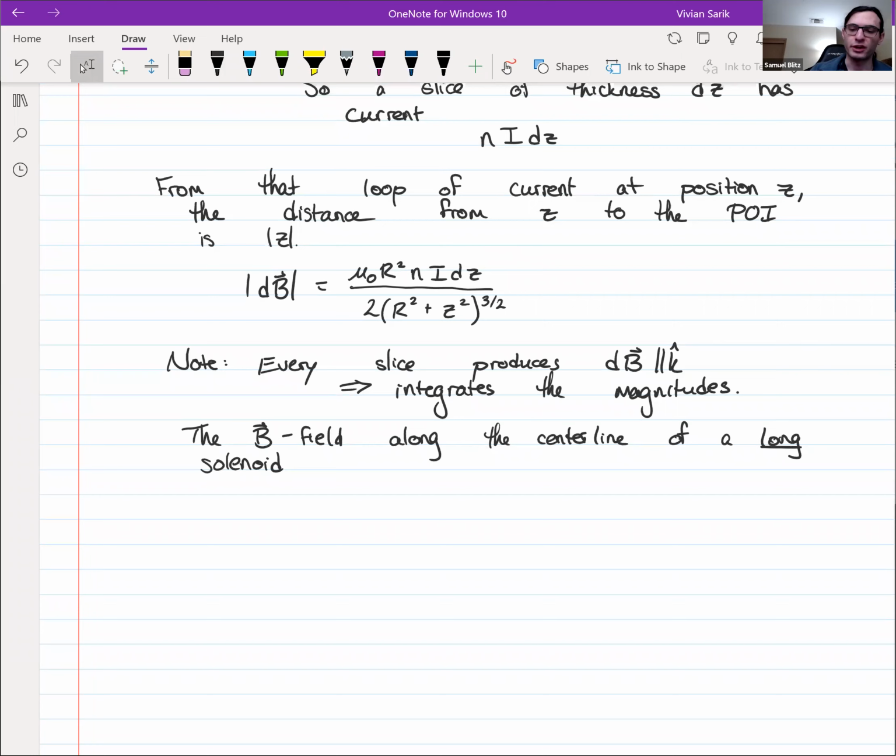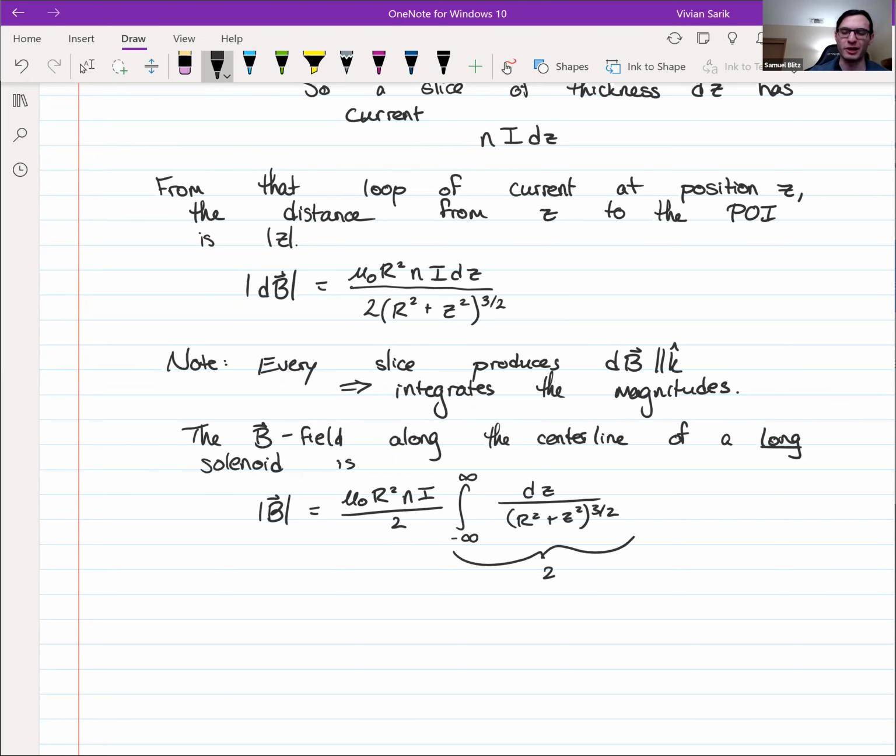Right. So the B field along the center line of a long solenoid, the magnitude, is mu naught times r squared times n I divided by 2. So I just pulled out the constant things from here, and then we're going to do an integral from negative infinity to infinity, assuming it's infinitely long. So there's an infinite number of these slices above and below. And then we integrate dz. We're adding up all of these loops of current, r squared plus z squared to the 3/2. And we've done this sort of integral before. It works out to be 2 divided by r squared.